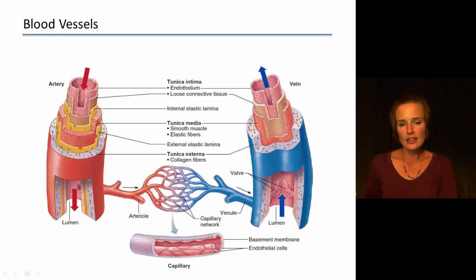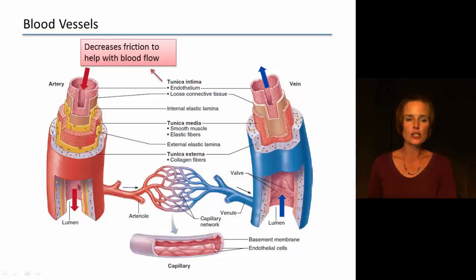So here's a closer look at the arteries, the capillary bed, and then the vein. The arteries are going to be taking blood from the heart, and in the arteries, you have on the very inside what's called the tunica intima. This is the layer around the inside.